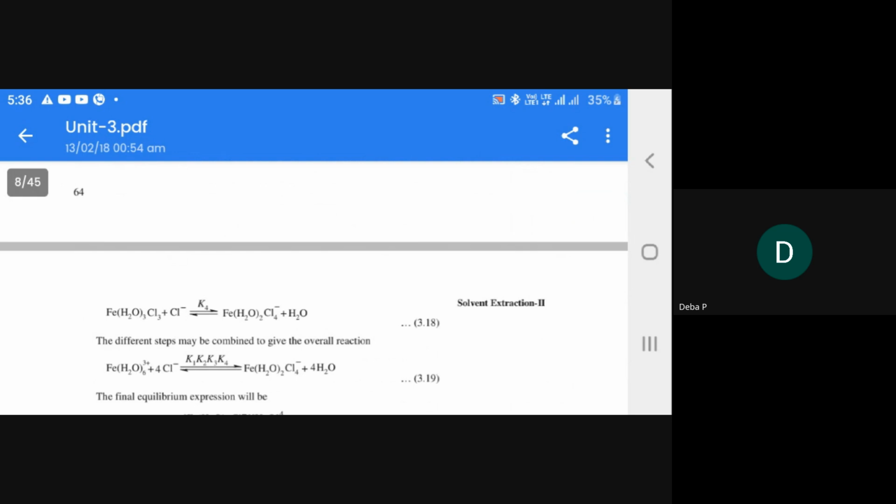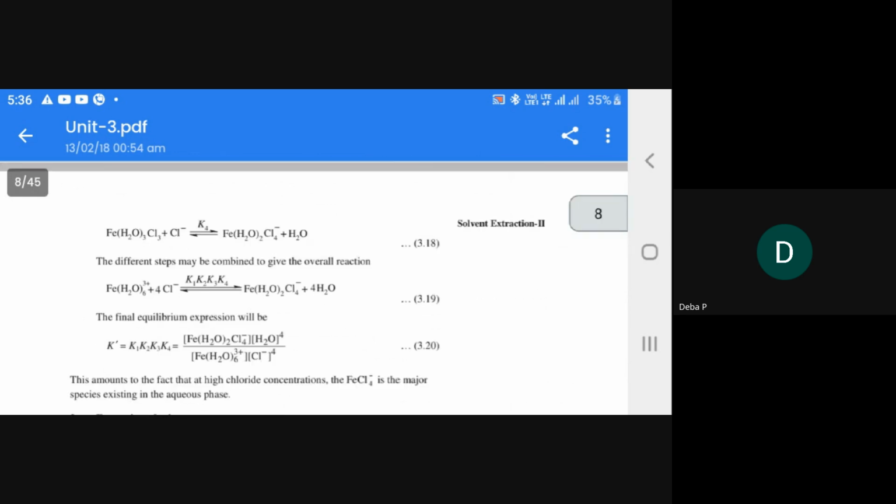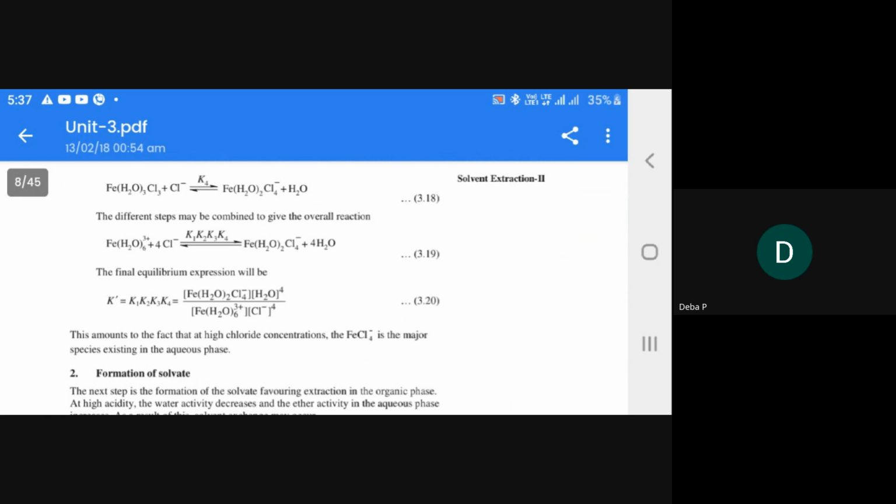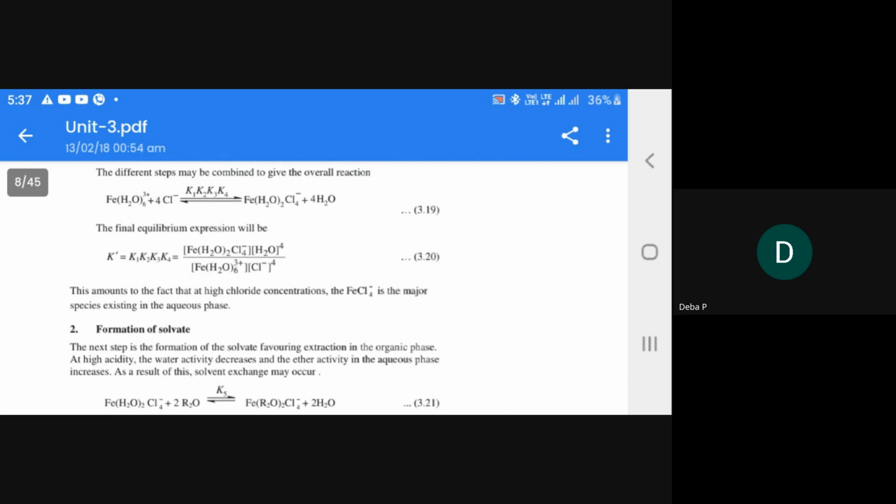The different steps may be combined as successive dissociation steps. The hexaaqua Fe3+ plus four Cl-, with K1, K2, K3, K4, will be in equilibrium with the diaqua tetrachloride iron(III) complex. The final equilibrium expression, K', will be K1 times K2 times K3 times K4. I think you know this from complex coordination chemistry, where you have been taught successive dissociation constants. So it is a product of all four steps, and the final equation is as shown in 3.20. This amounts to the fact that at high chloride concentration, FeCl4- is the major species existing in the aqueous phase.